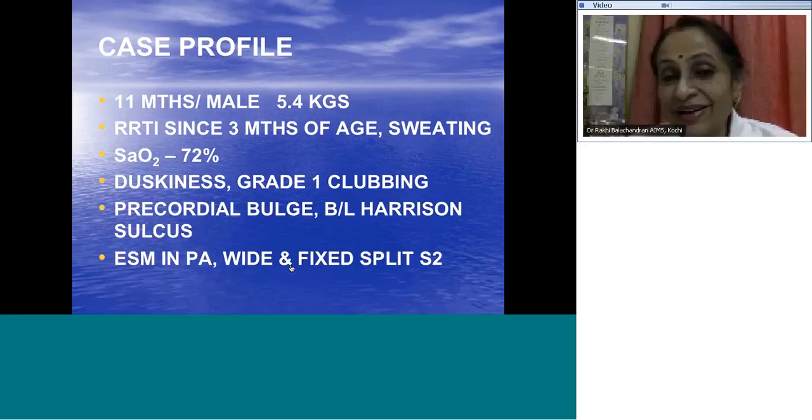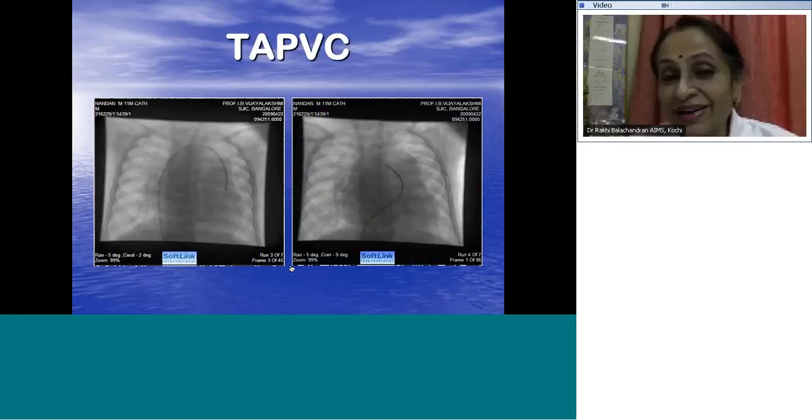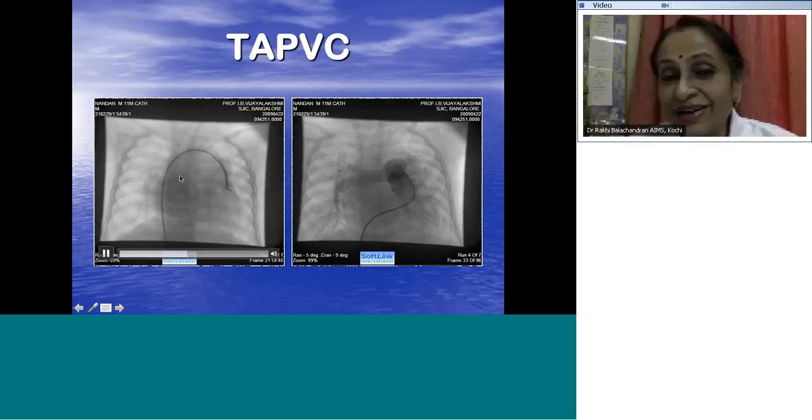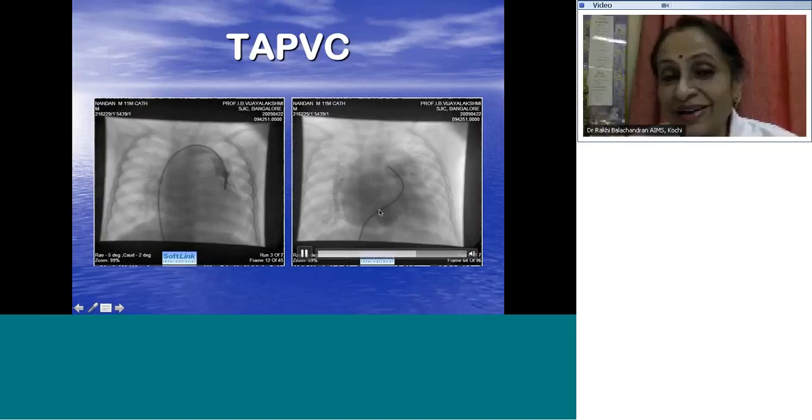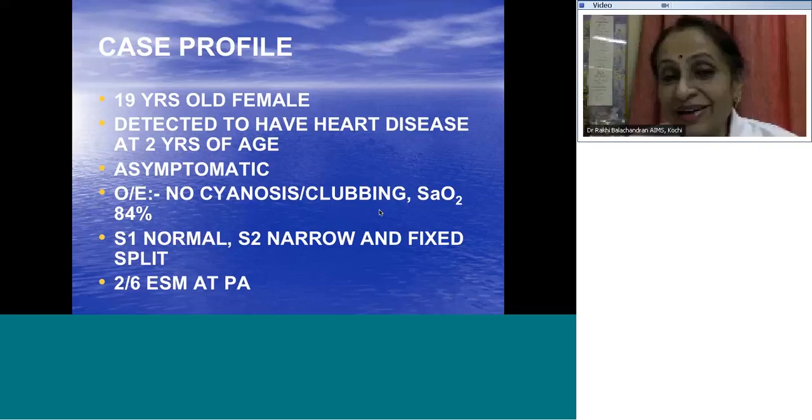This is a 11-month-old child where saturation was 72, duskiness, pericardial bulge was there, Harrison sulcus was there, and here you can see that there is a supracardiac TAPVC, and apart from that, in the same patient you see that part of it is draining into the coronary sinus. So this is the mixed type of TAPVC.